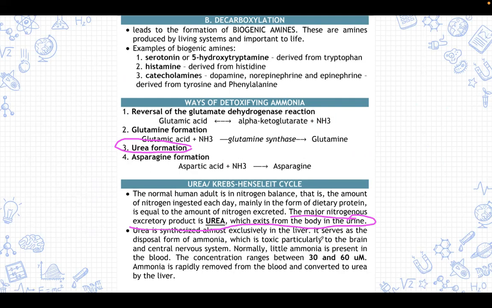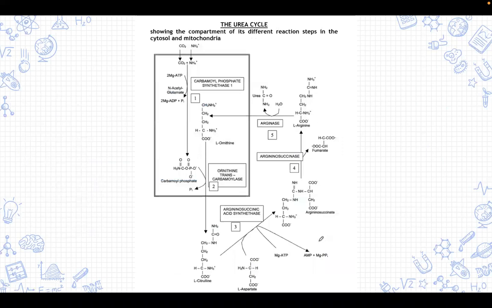Okay, as we all know, your blood can travel to different systems or different organs in your body. And then it can deliver the ammonia to the CNS, and then it can lead to coma or death. Ito na, pasukan na po natin yung madugong urea cycle. The urea cycle showing the compartments of its reaction steps in the cytosol and mitochondria.